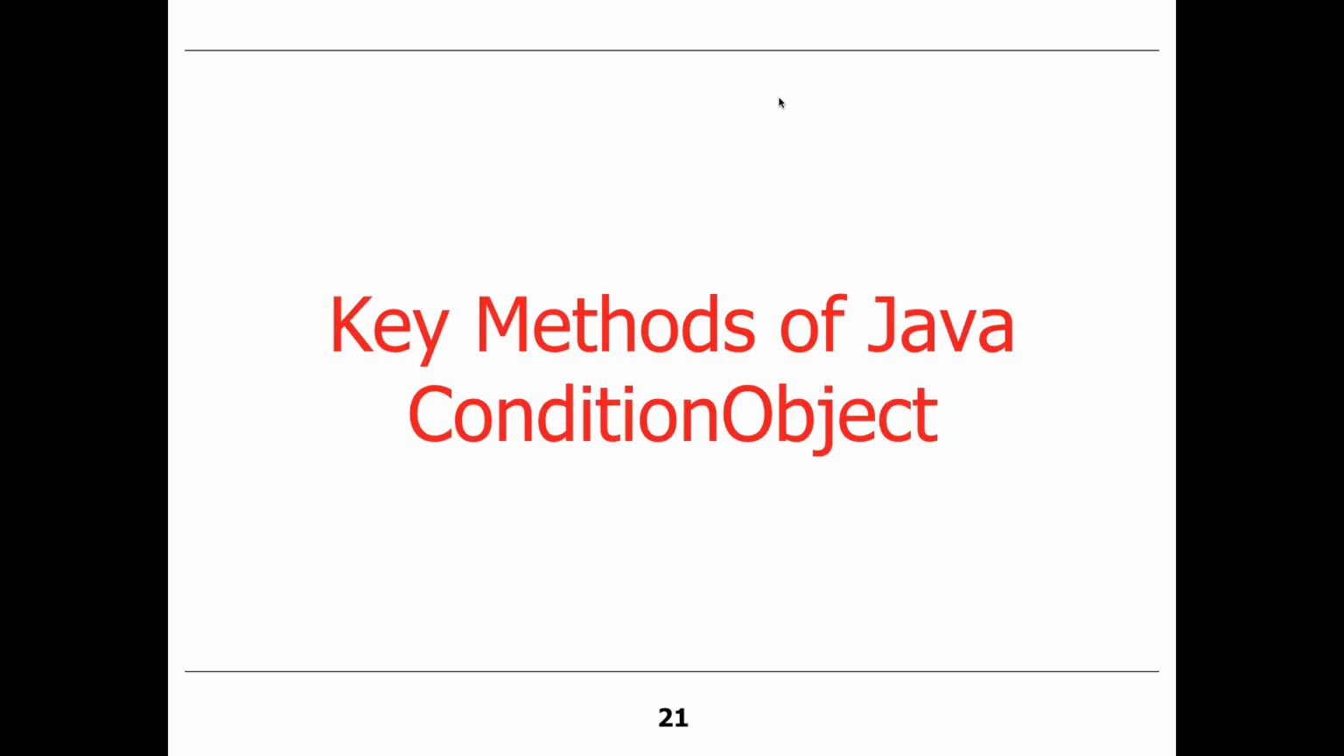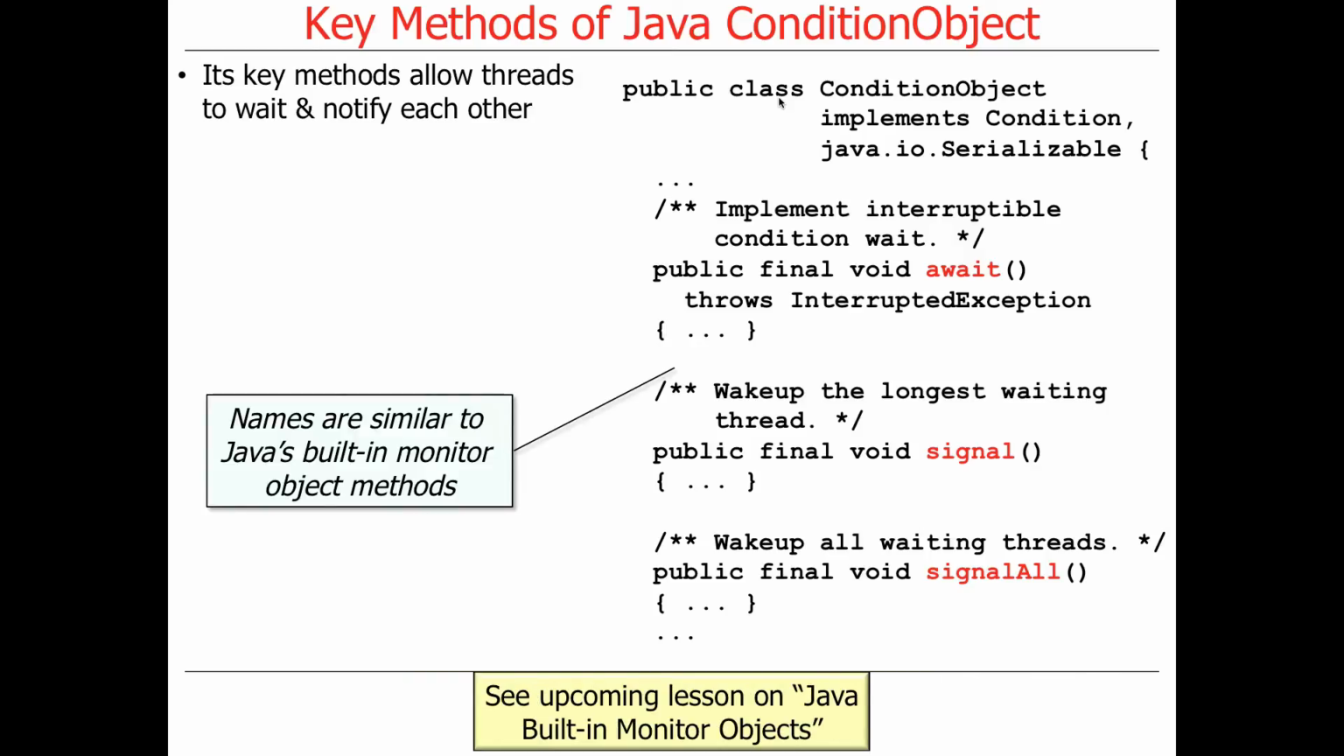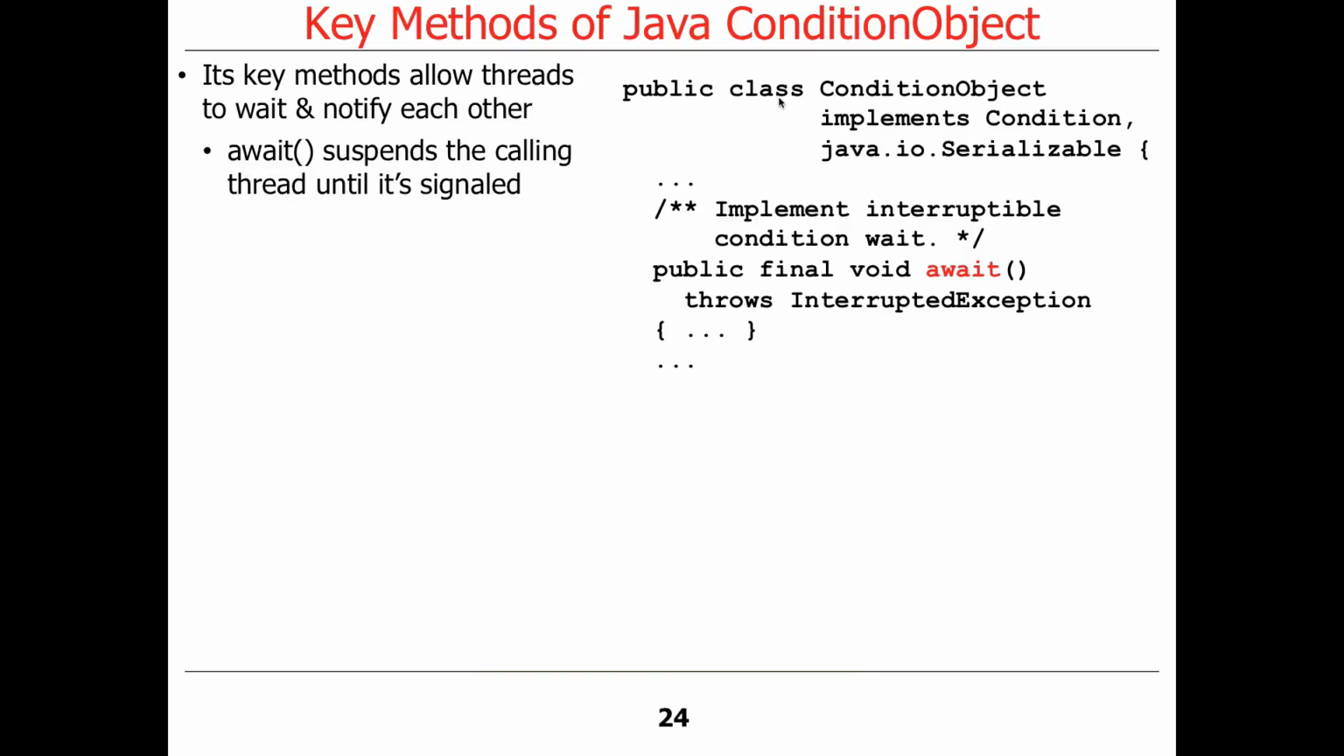So let's briefly talk about some of the key methods in condition object. There's not a whole lot of them. There's really 3. And these are implemented via the abstract queued synchronizer framework. They're very similar in their names to the built-in monitor objects, just await instead of wait, signal instead of notify, signal all instead of notify all.